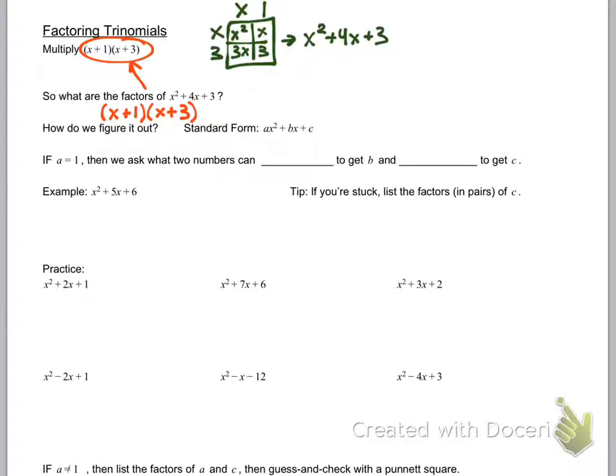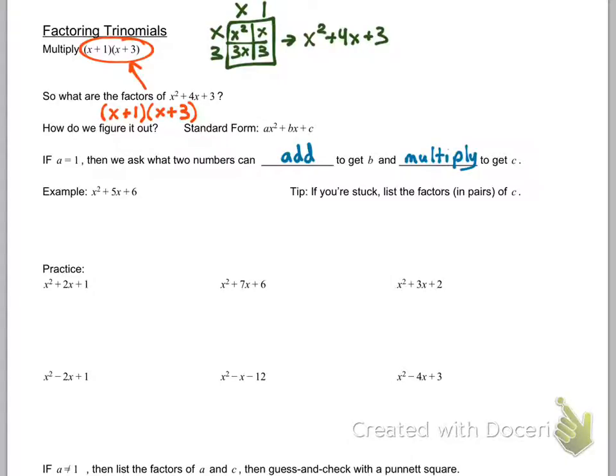So first of all, you should know that the standard form of a quadratic looks like this: ax squared plus bx plus c. When I'm talking about a, b, and c, a is the coefficient of the x squared term, the quadratic term, b is the coefficient of the linear term, and c is the constant. All right. So if a equals 1, then we want to ask ourselves what two numbers can add to get b and multiply to get c.